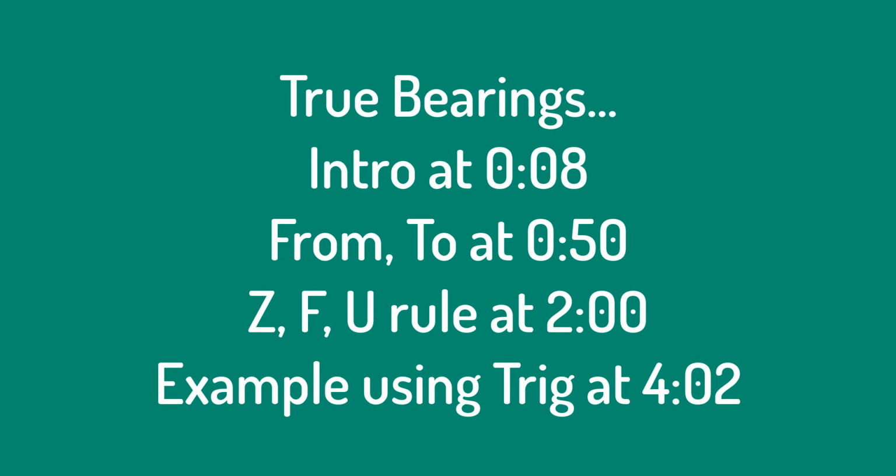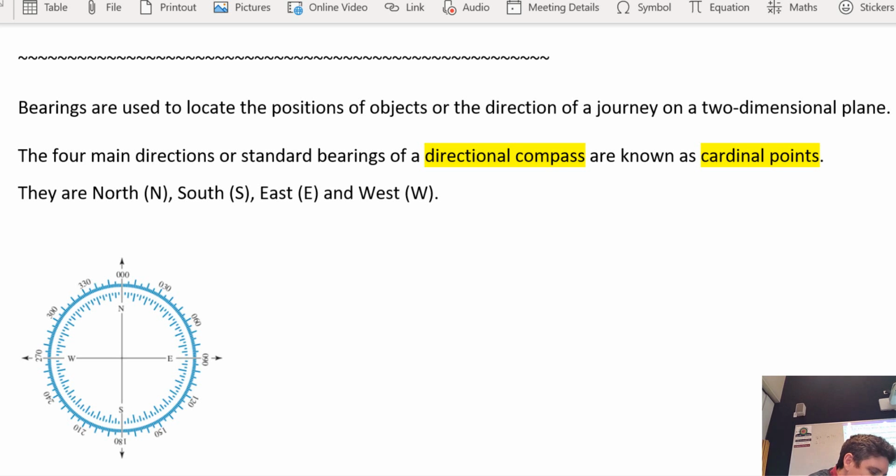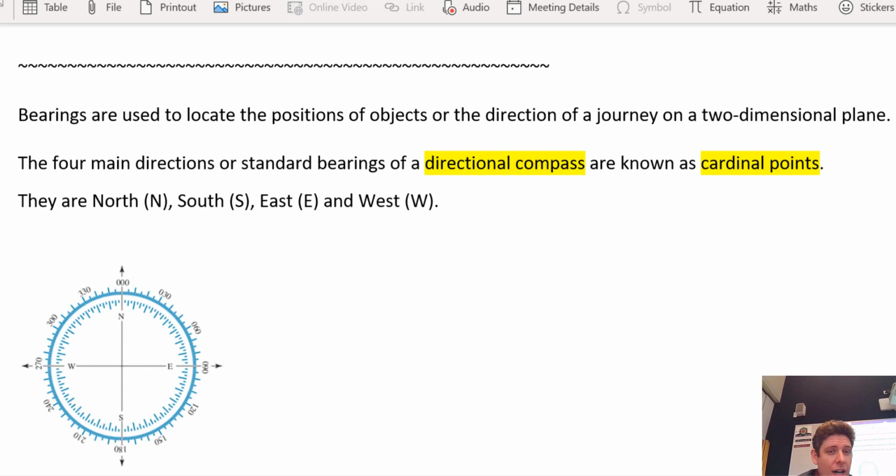All right, today's lesson, some would say, is unbearable. So we're looking at true bearings. Anyone remember what a true bearing is? Hopefully remember what a compass is. What are the 4 points on a compass? North, east, south, west. We always start a true bearing from where?